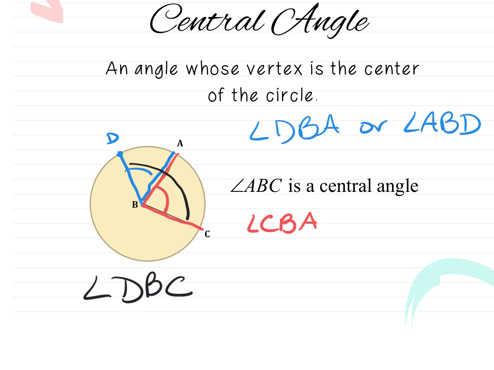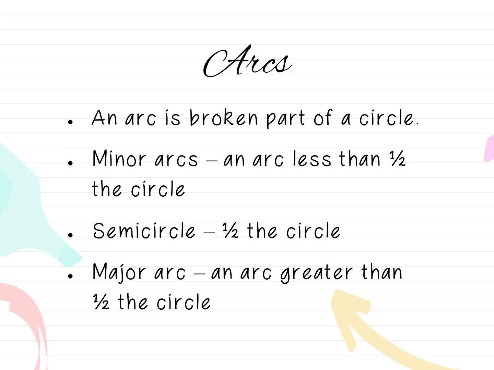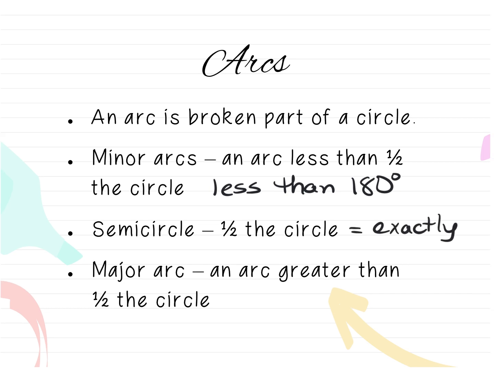We're going to need to understand what a central angle is in order to find an arc measure. So an arc is a broken part of a circle. We have minor arcs, which are arcs that are less than half of the circle, and they're going to measure less than 180 degrees. Then we have semicircle arcs, which are half of the circle, which are going to measure exactly 180 degrees.